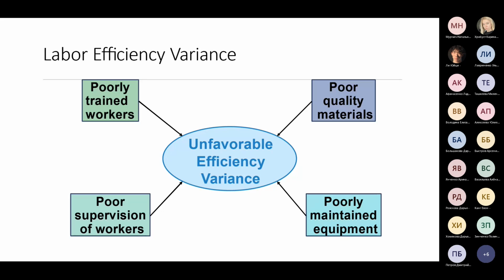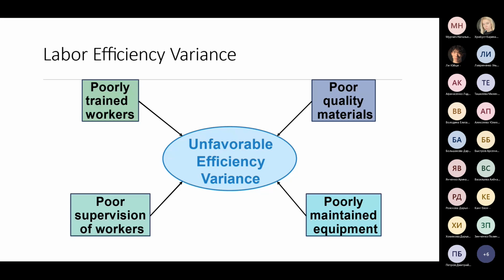Poorly maintained equipment is also a source of efficiency loss because if our equipment is not maintained very well, it stops very often and we need to fix it quite often. That's why we cannot produce items during this time of fixing, and therefore it will lead to unfavorable efficiency variance.